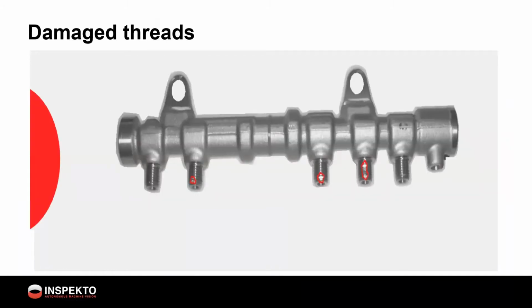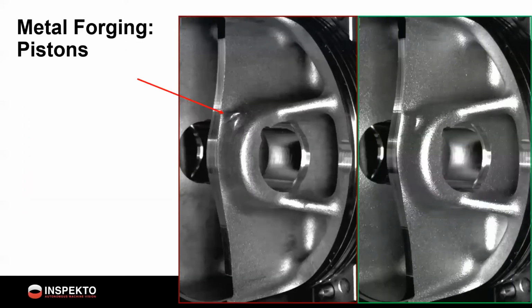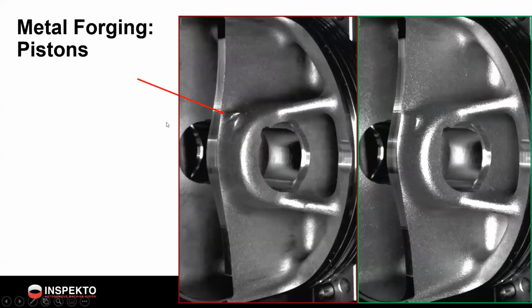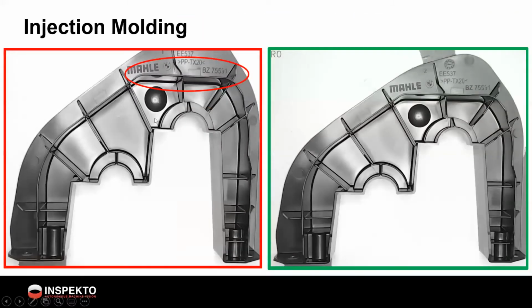We can have the system set up to look for threads, and if it sees a variation in those threads, it will reject it. Metal forged parts, you can see these animated GIFs are sort of showing a good versus bad and how it's able to pick out the scars and defects in the forged parts.